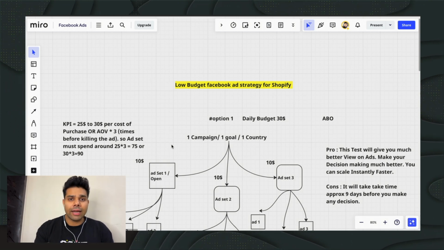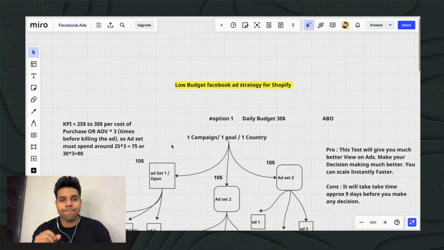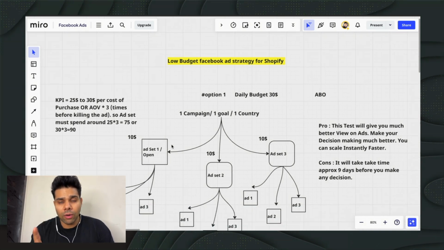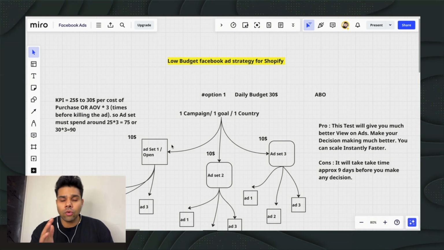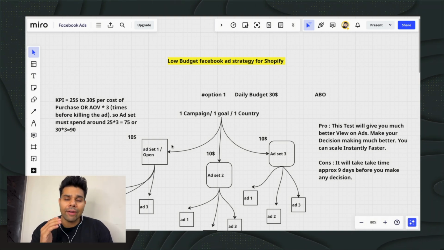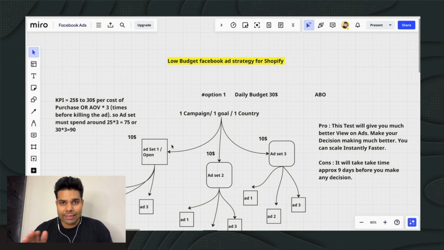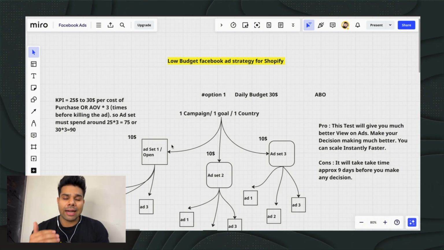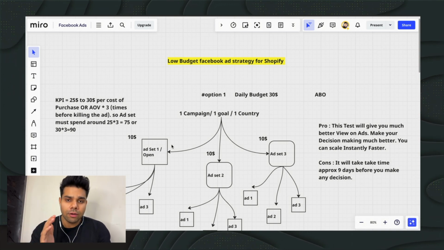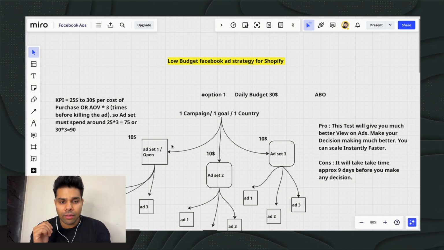So what is the best strategy for running Facebook ads for your e-commerce or Shopify business, right? You need to run one single campaign with one goal and one country. Generally, our goal is to get sales, so we are going to focus on sales, and our campaign conversion goal is purchase. That's it. You don't need to go to other campaign objectives and start experimenting. You need to stick to this, right? First one is clear. One campaign.